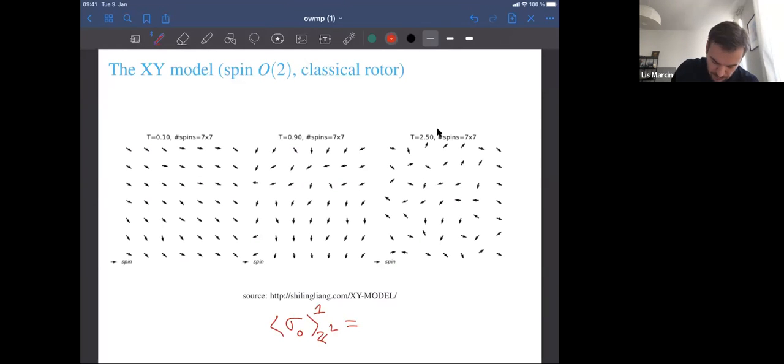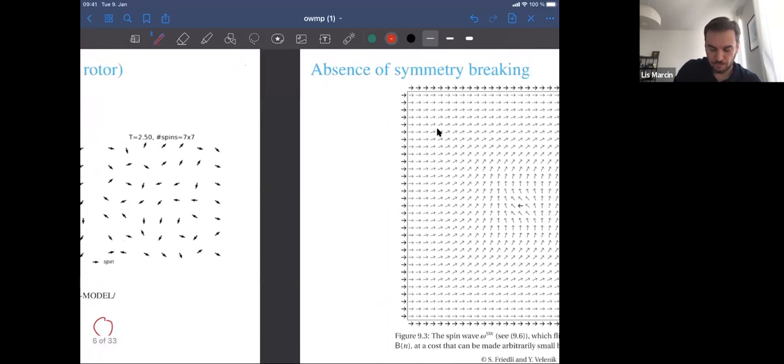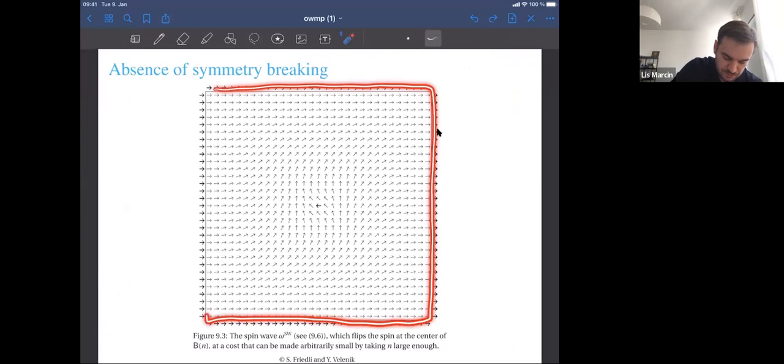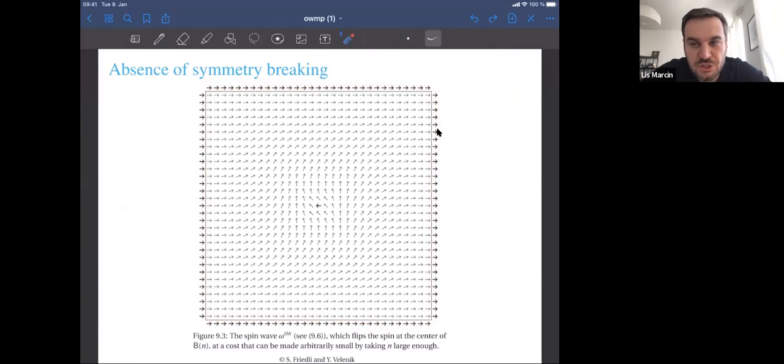So the answer is that this is always 0. So the spin in the middle never remembers, at least in this sense, the boundary conditions at any finite temperature. And the reason for that behavior is, for example, the following picture. So here we have a big box with +1 boundary conditions. So all the spins on the boundary point to the right. And in this configuration, we slowly change the direction of the spins when going inside the box, so that in the middle of the box, the spin actually points in the opposite direction.